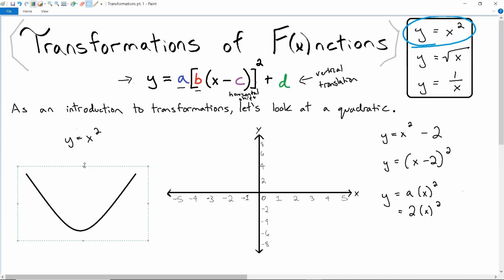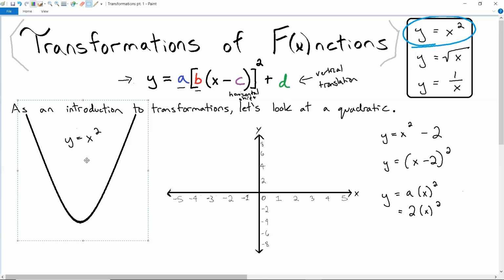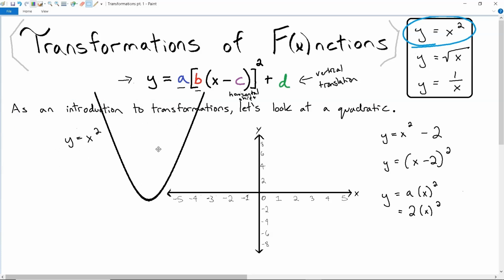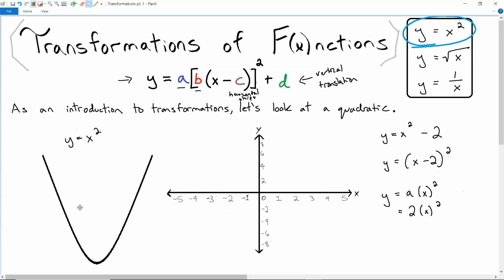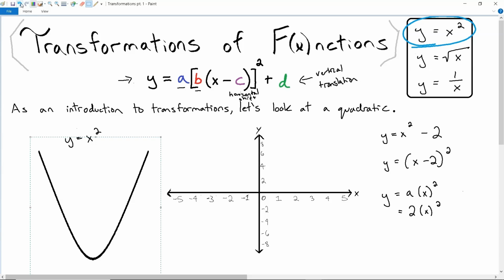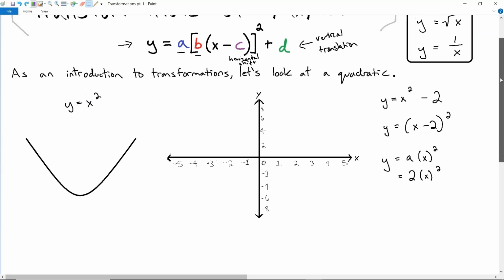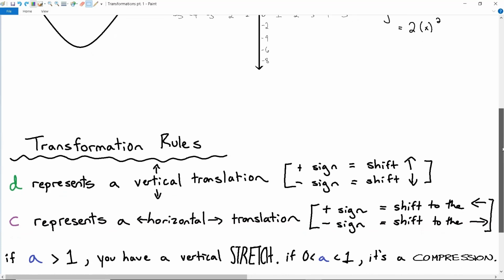So a is going to be a stretch or a compression. And 2 means that we would have a stretch by a factor of 2. So technically, the graph is basically going to be stretched to be twice as long. And that's what that would look like. So let's go back to our original graph and look at our third rule.